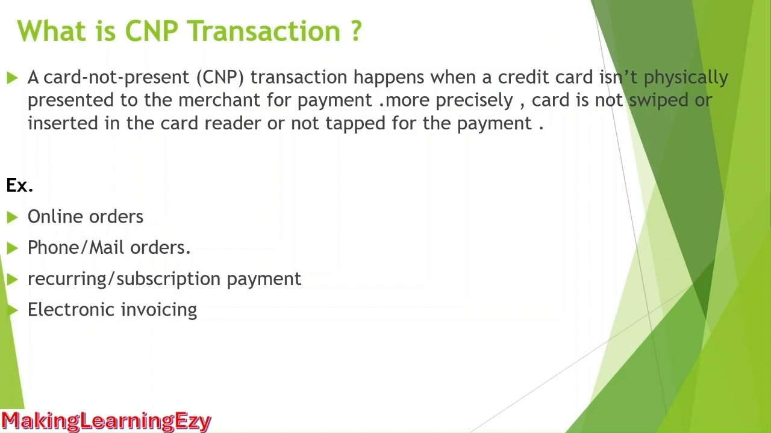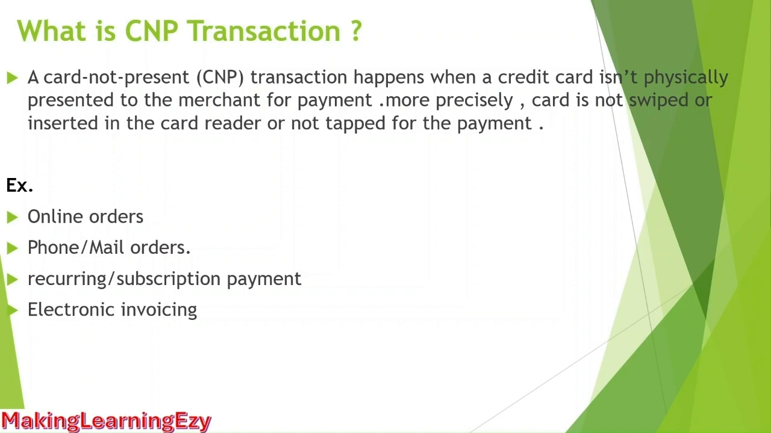Next is recurring or subscription payment. Here the customer authorizes the merchant to collect or deduct the amount from the account automatically as per the schedule. When you make the payment the first time, at that time the merchant saves the card details, and those card details are used for the subscription or the recurring payment.